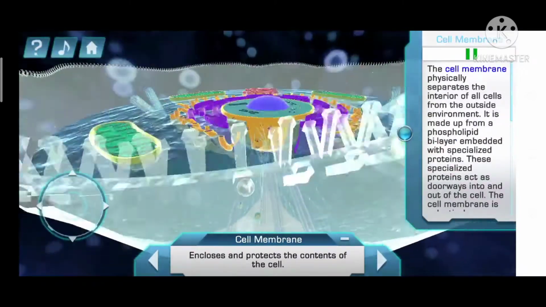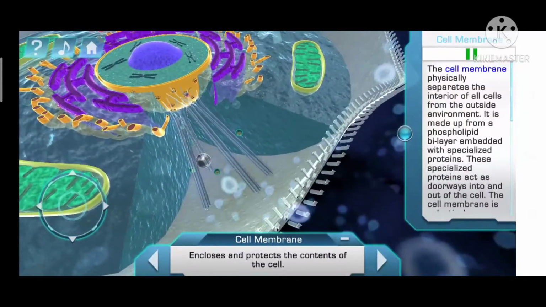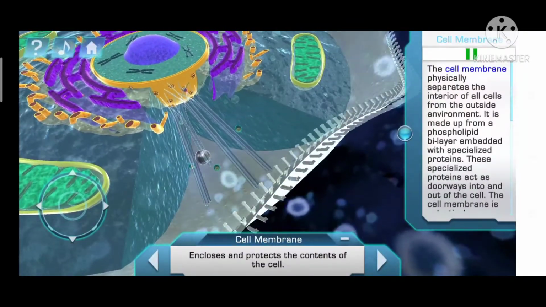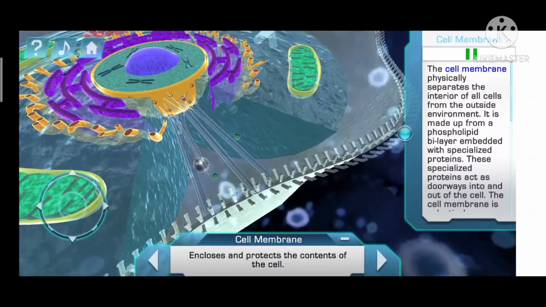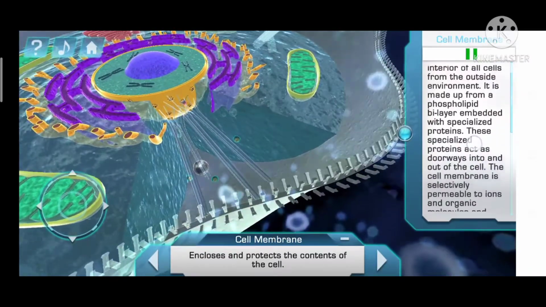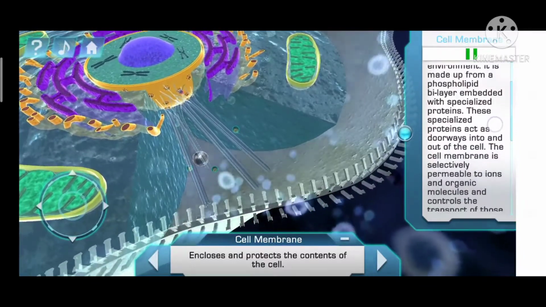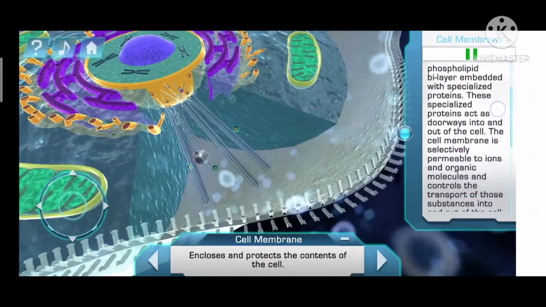The cell membrane physically separates the interior of all cells from the outside environment. It's made up from a phospholipid bilayer embedded with specialized proteins. These specialized proteins act as doorways into and out of the cell.